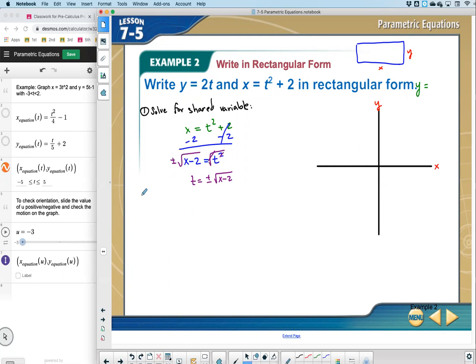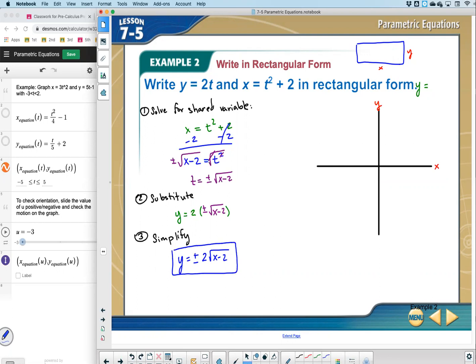That's step 1. Step 2 is to substitute into the other equation. So I'm going to copy this down. We start with y equals 2t. But instead of the t, I'm going to substitute what we know is true about t. t is equal to plus or minus the square root of x minus 2. Step 3 is to simplify. To simplify this, I would need to distribute the 2 through, and you can't distribute into a square root, but you can distribute the 2, it's multiplying, so I could write it as 2 square roots of x minus 2. And this right here would be my rectangular form of my equation.